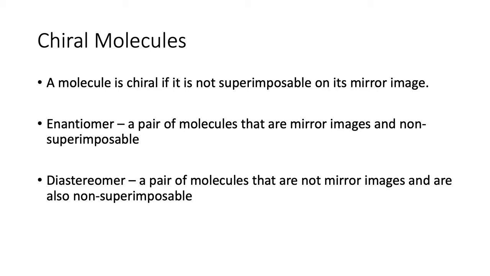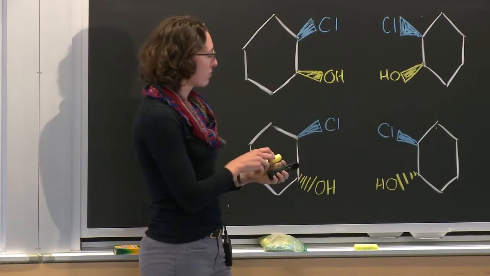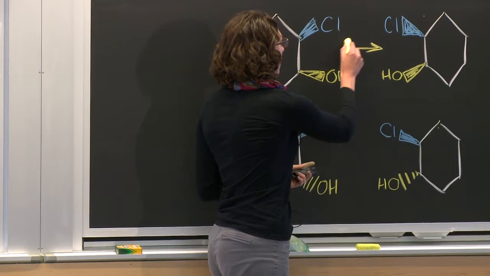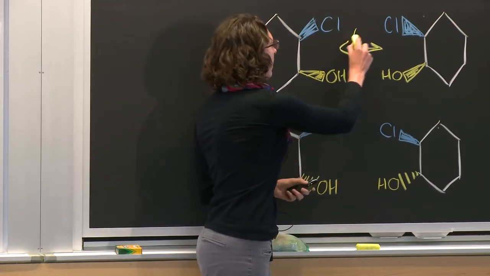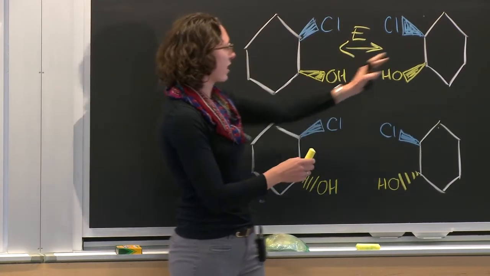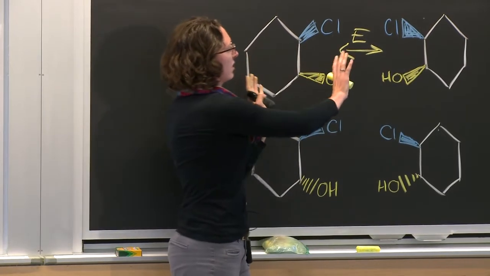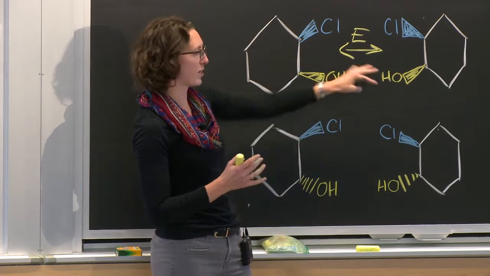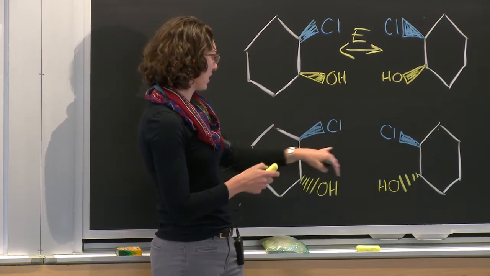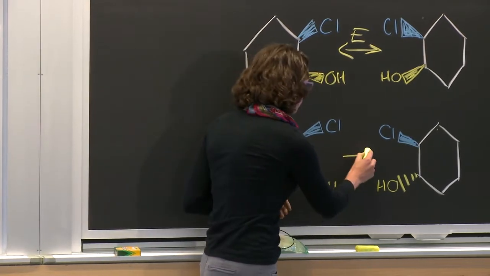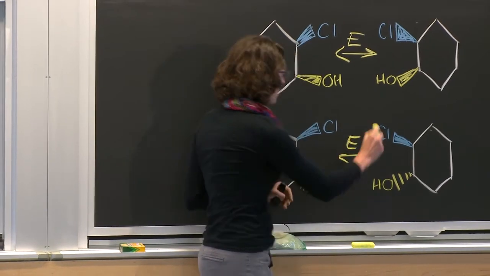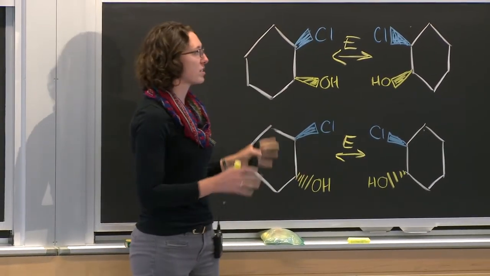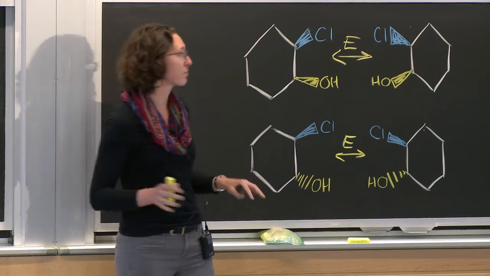One is an enantiomer, which is a pair of molecules that are mirror images that are not superimposable on each other. So that would be like this pair of molecules. These are enantiomers. They are mirror images. And if you try to flip this around and stick it on this one, you'll see that if you flip this over so that the chlorine and the hydroxyl group are on the same side, they'll be pointing back, and these are not superimposable. Same thing with these two. These are enantiomers. They are mirror images, and they are not superimposable on each other.